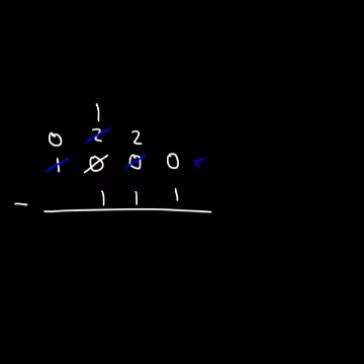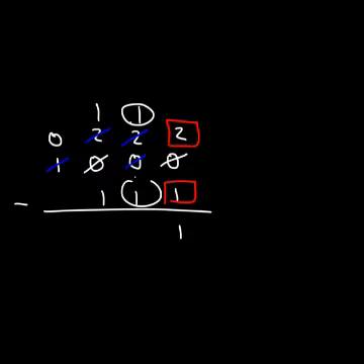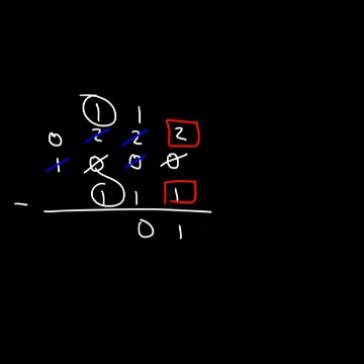Now we need to do something here because we can't do 0 minus 1 either. So let's borrow a 1 from the 2, making that a 1, changing this 0 to a 2. So now we can subtract. 2 minus 1 is 1. And then 1 minus 1 is 0. And here we have 1 minus 1 again, so that's also 0. And then we can bring down this 0.